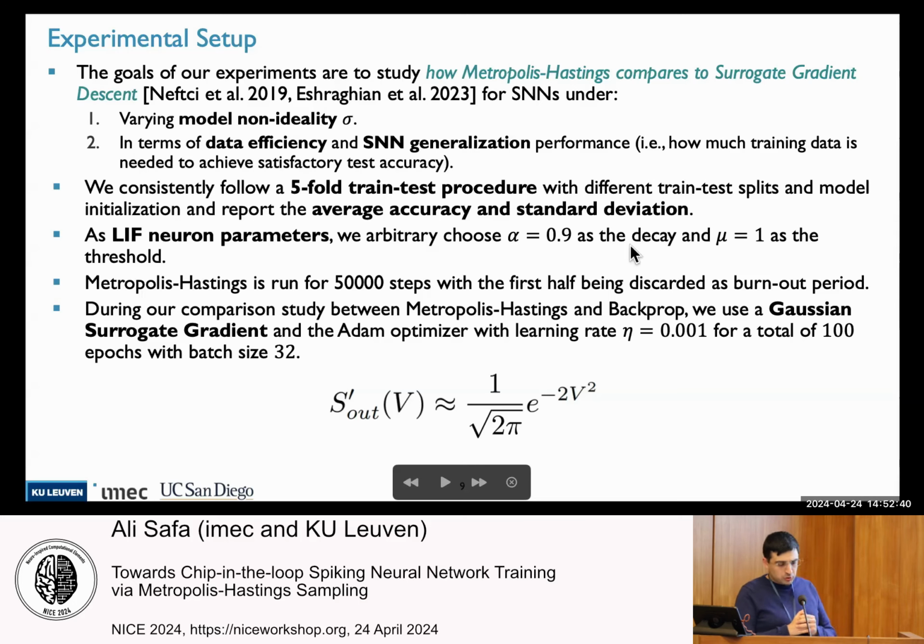In all our experiments, we do a 5-fold train-test procedure, so you will always see the average accuracy and the standard deviation reported. For the backprop case, we use a Gaussian surrogate gradient with the Adam optimizer.